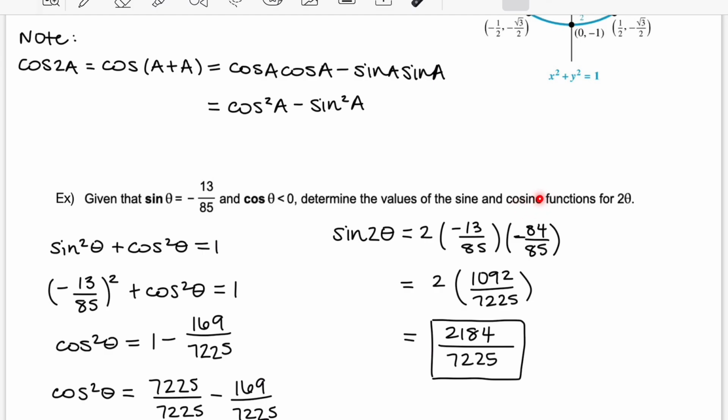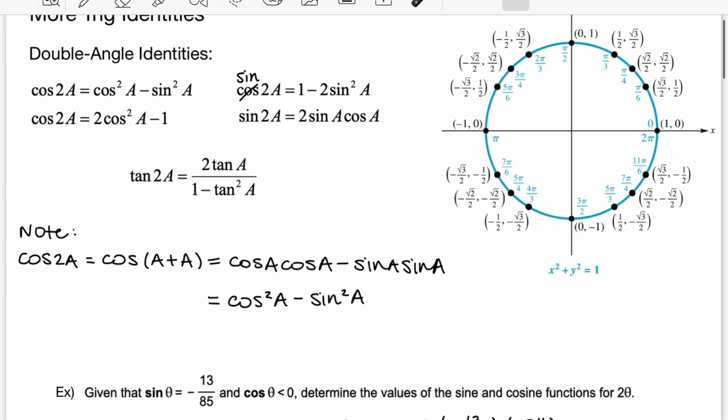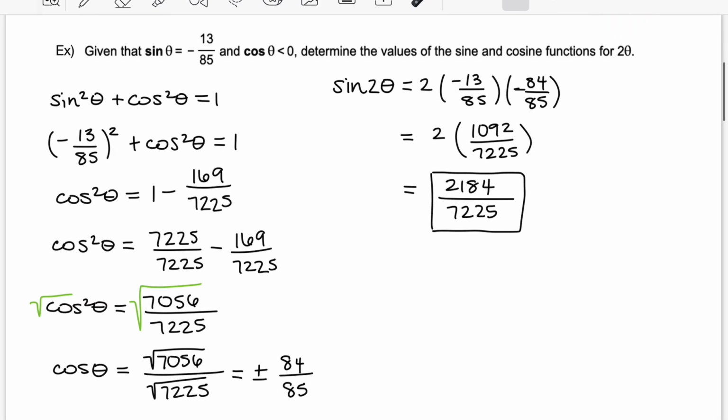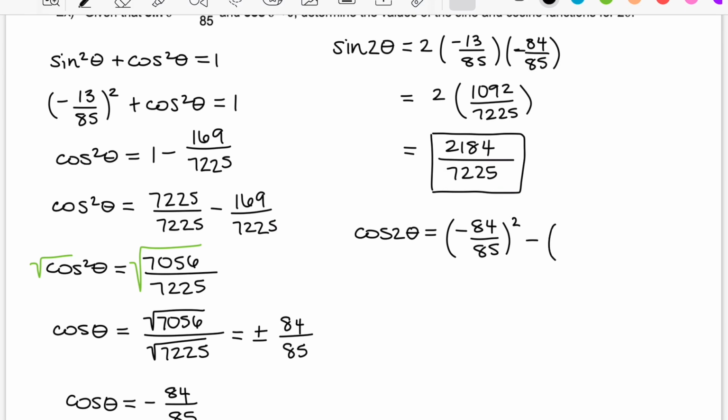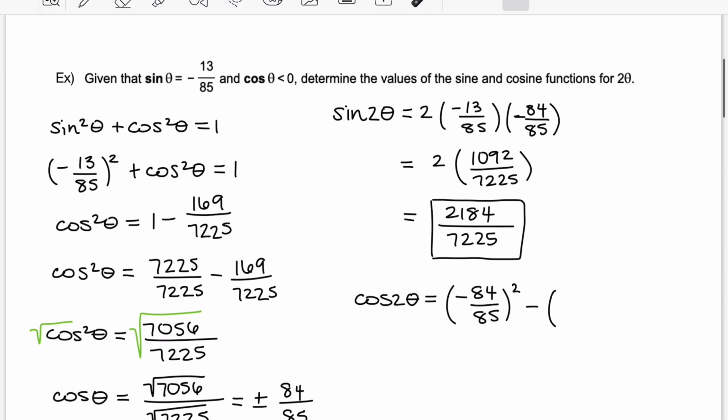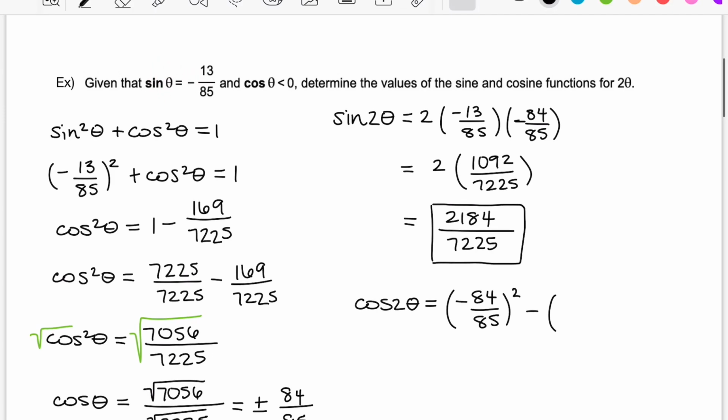Now, we also want to find cosine of this double angle. Going back to our formula here, that's going to be cosine squared of this angle minus sine squared of this angle. And we have that information, so we can plug it right in. Cosine squared of this angle is just going to be cosine of this angle squared. So this will be negative 84 over 85 squared. And then sine squared of this angle is just going to be sine of this angle squared.